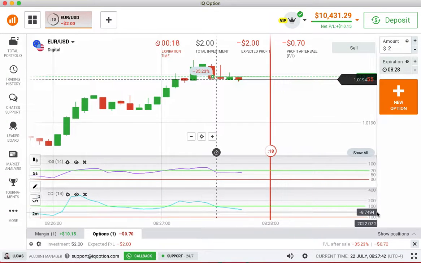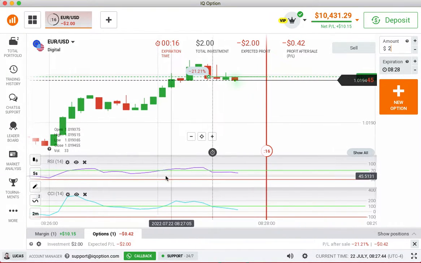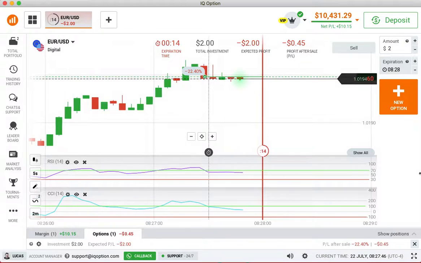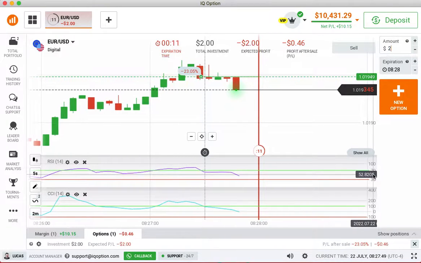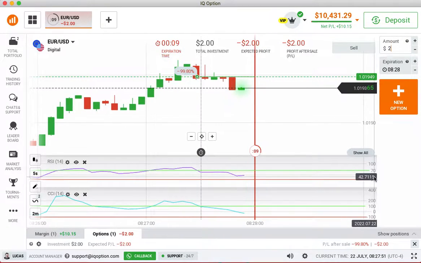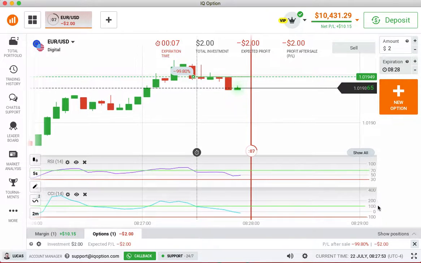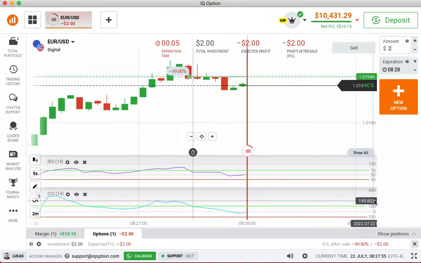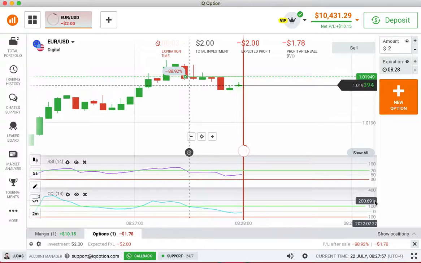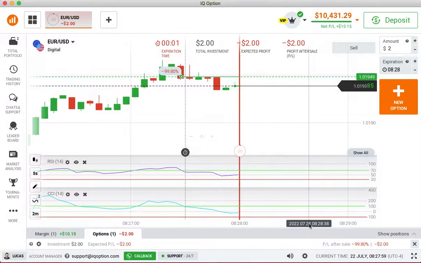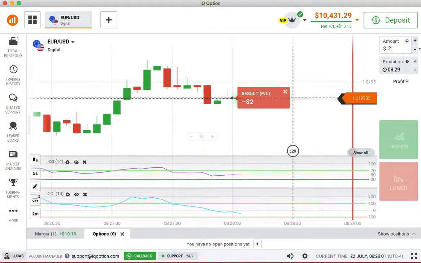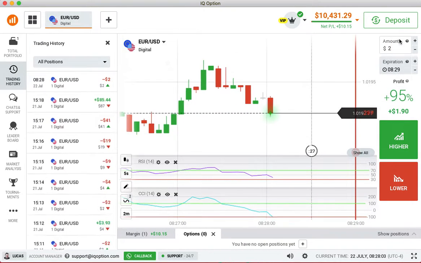If you could follow my mouse here, 0 and 50, right? RSI is at 50, so we buy when it's above the 50 halfway line, and we sell when it's under the halfway line. Same for the commodity channel index. We buy when it's above the halfway line, and we sell when it's under the halfway line, right? 0, 50, right? Our first trade for the day lost, right?